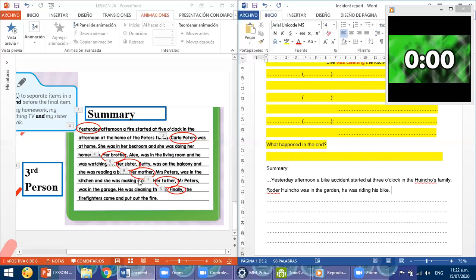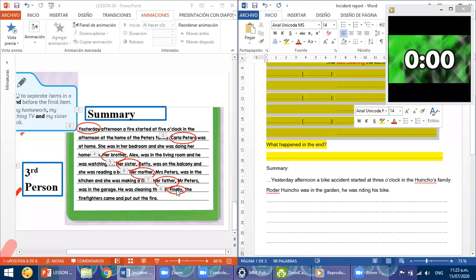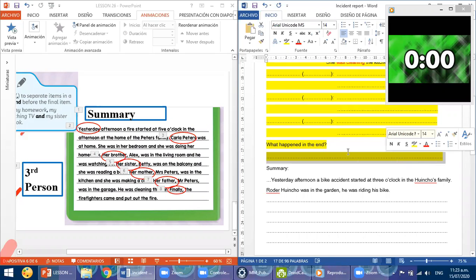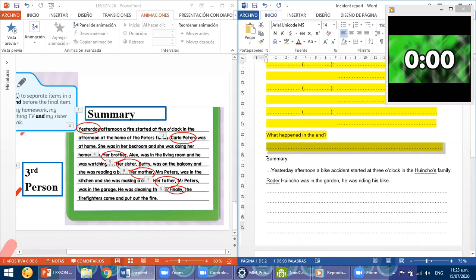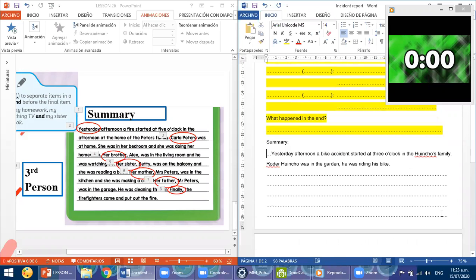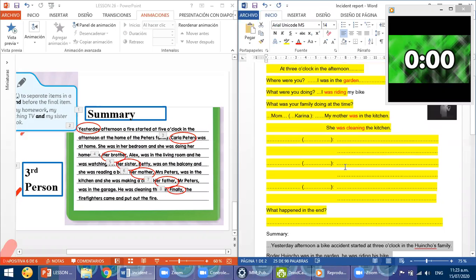Was in the kitchen. She was making a cake. Her father, Mr. Peters, was in the garage. He was cleaning the car. You see, it's the same information you wrote here. And at the end, finally, we use finally to write the last part. Okay? This is a summary. It's the same information, equal information.